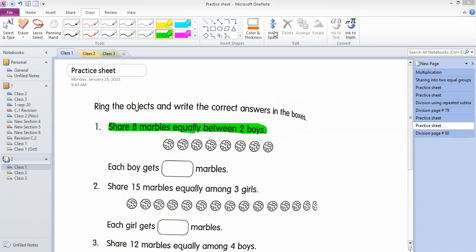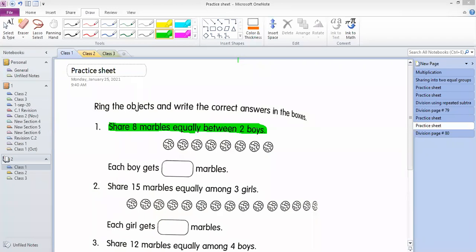So you are going to share 8 marbles equally between 2 boys. I will take one of you. I will ask a question and you will answer it. Muhammad Ahmad Almas, if you share 8 marbles equally between 2 boys, each boy will get how many marbles? 6? How 6?